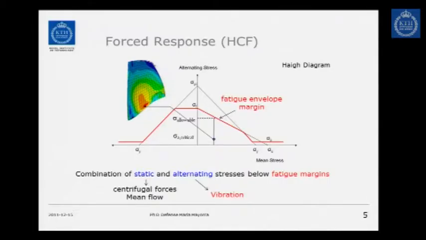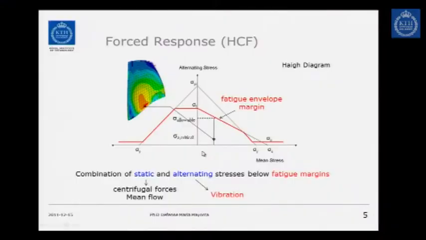The most important thing is to have all the components below the fatigue envelope, or the material fatigue margin, let's say. And this can be shown in the Haigh diagram, or Goodman diagram also, where we have a combination of static stresses. The static stresses are related to static forces or mean forces, let's say. It comes from the centrifugal loads, for example, or from the mean flow. And this is here in the axis. And on the vertical axis, we have alternating stresses, which are the ones that are coming from the vibration.